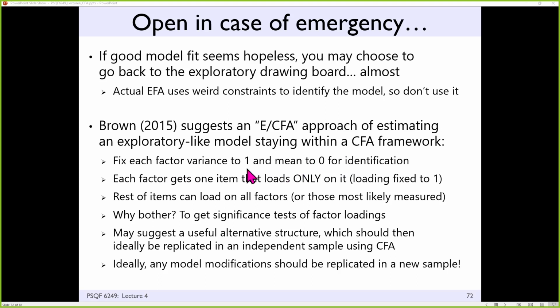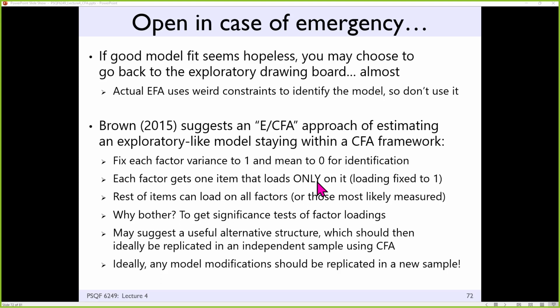And you would fix each factor to have a scale. Each factor would have one item that loads only on it, and then you would let all of the items load on all the factors otherwise. Then you could look at the pattern of what happens in terms of which loadings are significant, which ones are positive, which ones are negative, and that could help you guide your way towards some kind of solution.